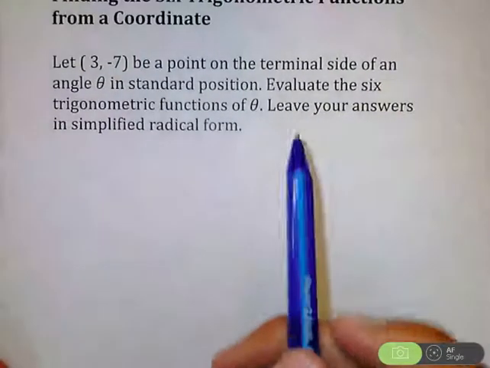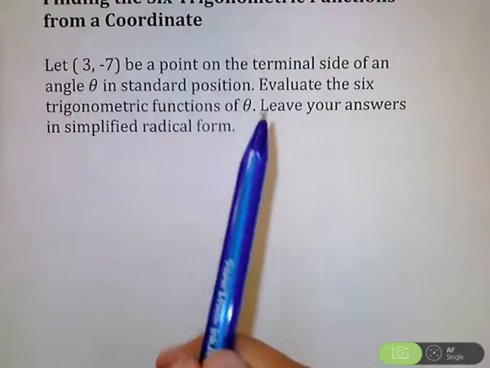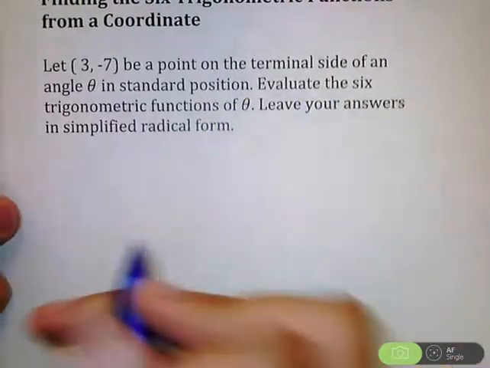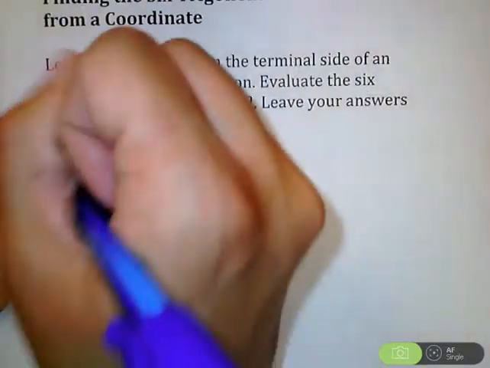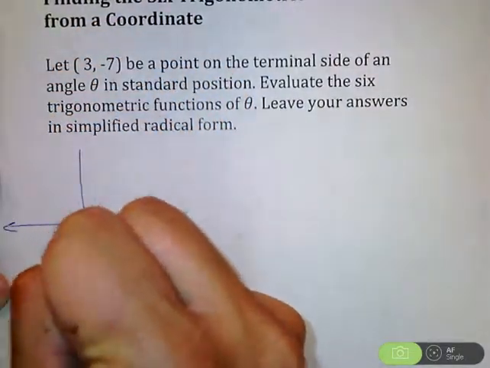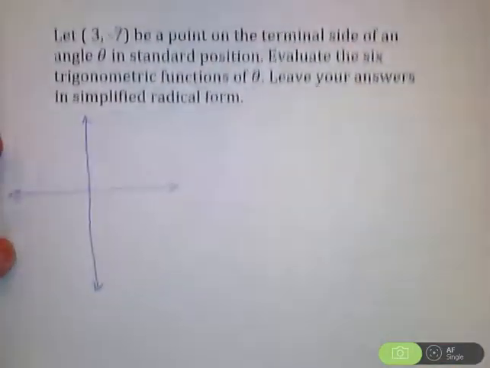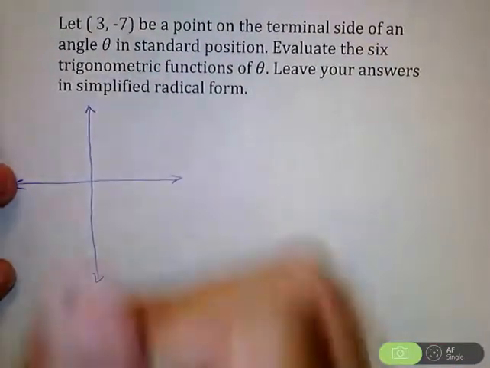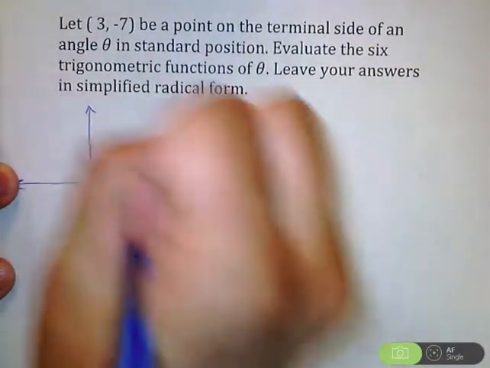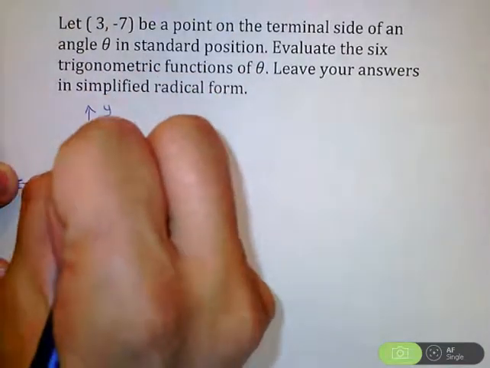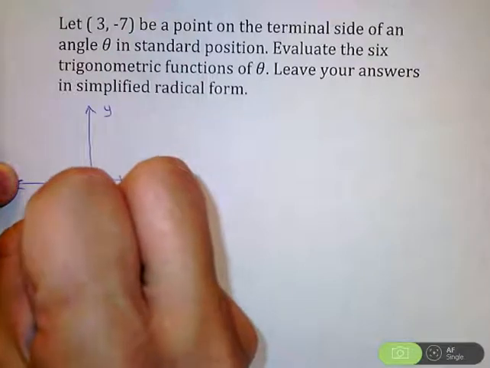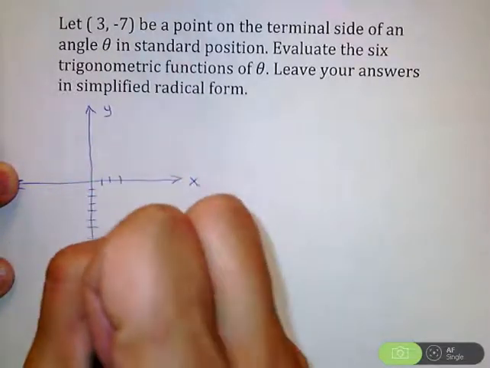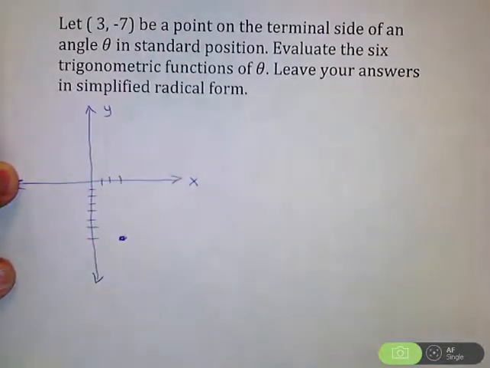So we've talked about angles in standard position and terminal sides. First thing I'm going to do is go to the xy coordinate plane and figure out where in the world this coordinate is. So (3, -7) means I'm going to move over on the x-axis 3, and then down 7: 1, 2, 3, 4, 5, 6, 7. So we're talking down here.